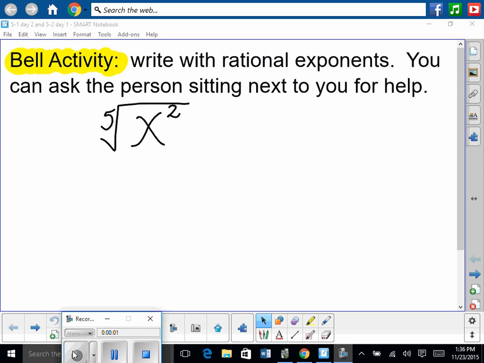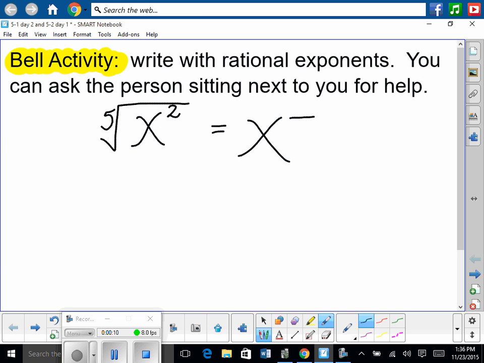Rewriting this radical in rational exponent form. Remember, rational exponent means fractional exponents. So we have base x, and it's raised to a fractional exponent. What goes on bottom? Roots, right? So 5 goes on bottom, and then power goes on top. 2. So how many of you got it right?